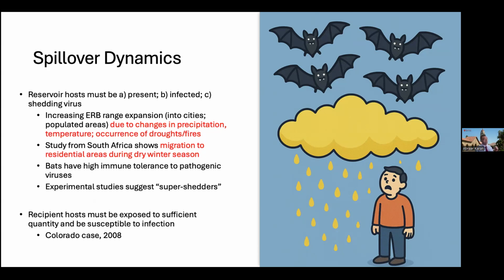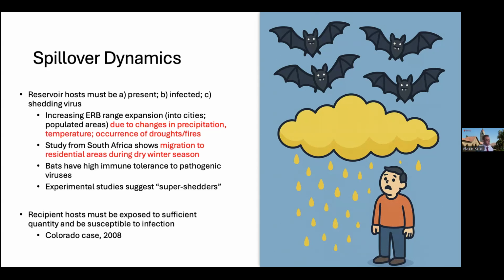Bats are very good in terms of being infected and not actually getting very sick. So they have very high immune tolerance to many pathogenic viruses. And so this makes them good reservoir hosts for these kind of infections. And in terms of shedding virus, I mentioned to you that during the birthing season, that's when these bats tend to shed. But experimental studies from the CDC have shown that actually these bats are super shedders. So there's some bats that shed a lot, and there's some that don't shed as much. So if you happen to come across bats that are shedding a lot, your risk of infection goes up by a lot.